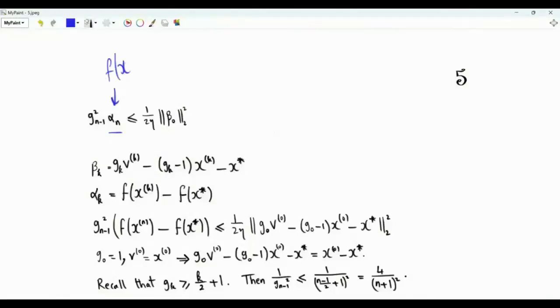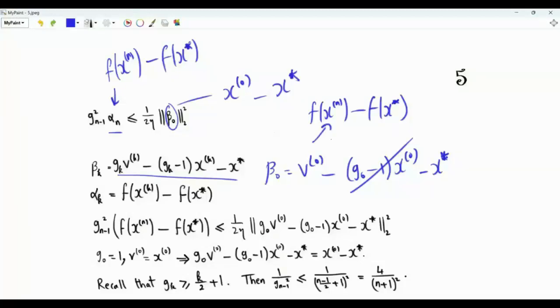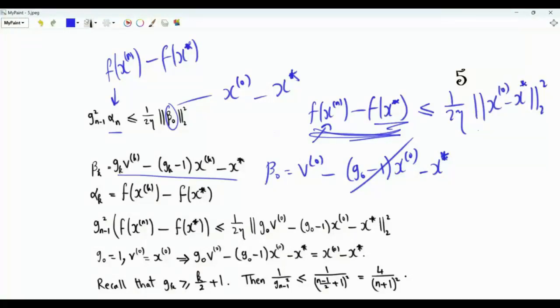Alpha n is the value of the function evaluated at x n minus the minimum value f of x star. Beta k is this vector here. So beta 0 is g0, which is 1, v0 minus g of minus 1, x of 0. So that's 0 minus x star. During the initialization, we set v0 equal to x0. So this is x0 minus x star. F of x n minus f of x star is the difference between the attained value after n iterations and the minimum of the function. This difference is upper bounded by 1 over 2 eta times the L2 norm squared of the vector x0 minus x star. This is divided by g of n minus 1 squared.